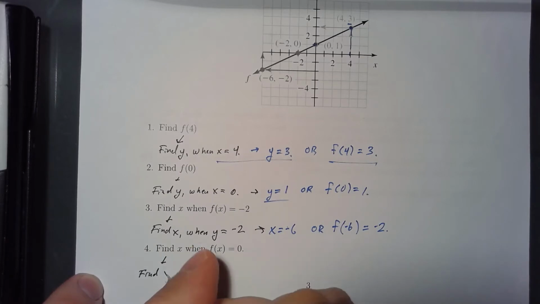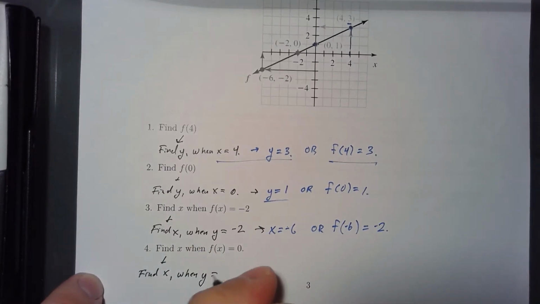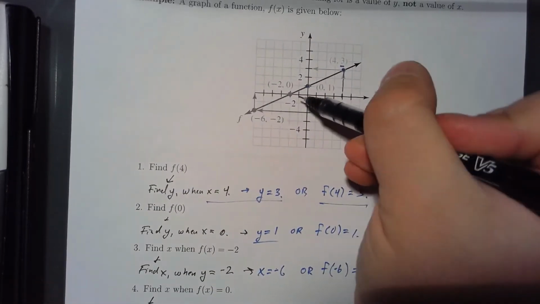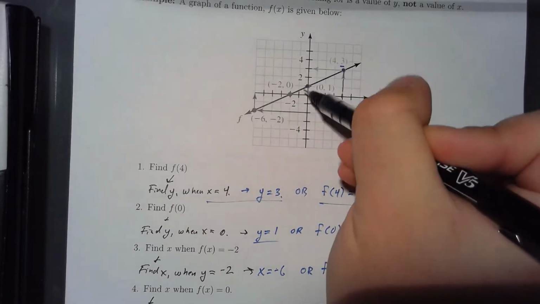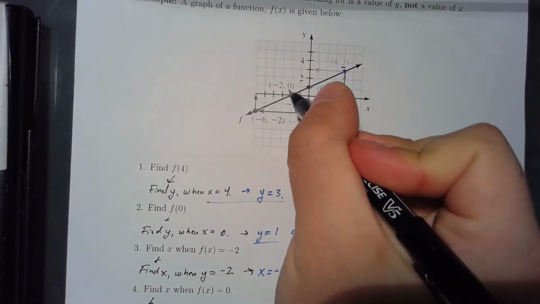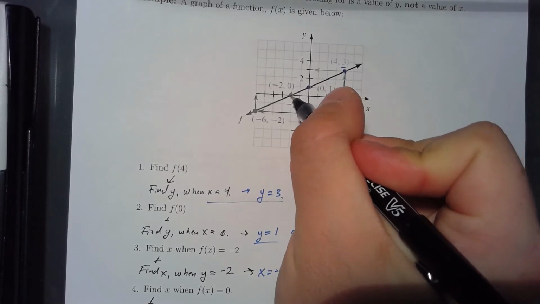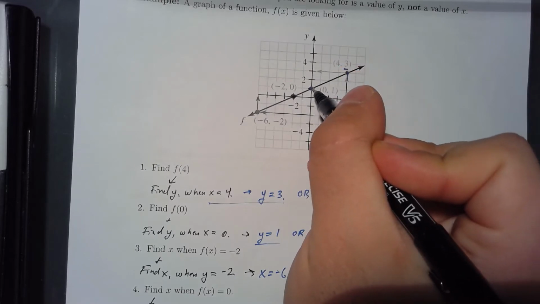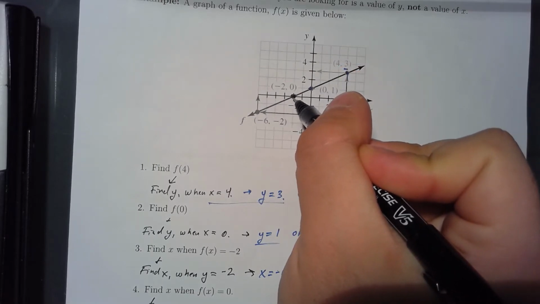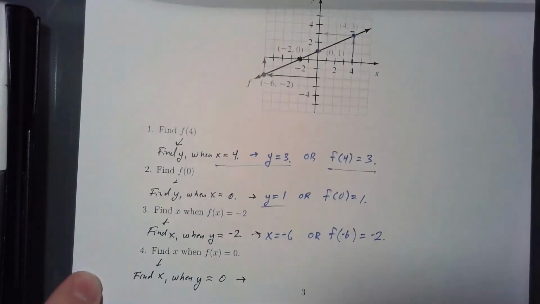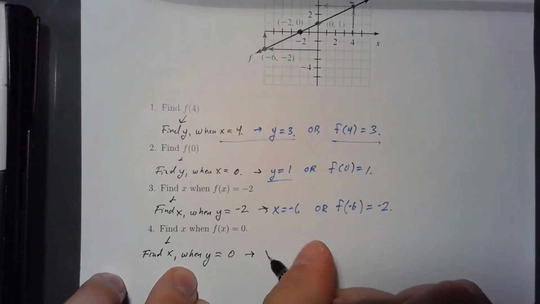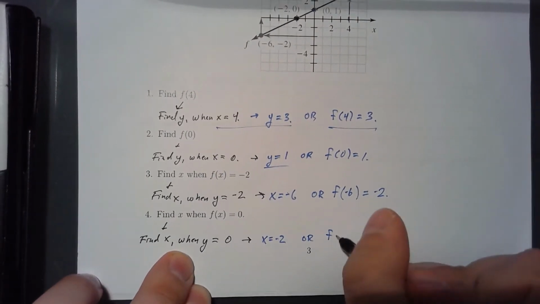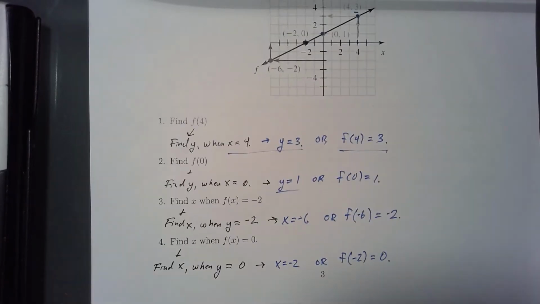Question 4, find x when y is equal to 0. So when the y coordinate is 0, when's y 0? Well, it's right here. The y coordinate is 0 at this point. I'm looking at where it's up and down. My line is right there at y equals 0, so the x coordinate there is -2. And using my function notation, my input was -2, so f at -2 equals 0.